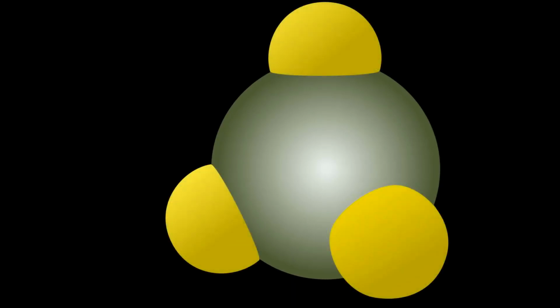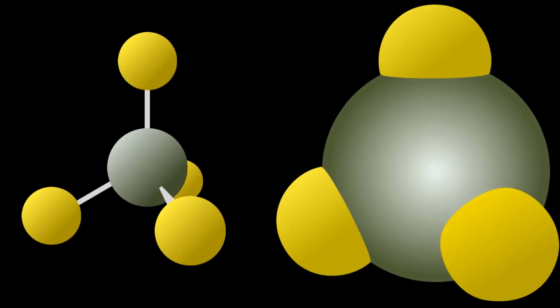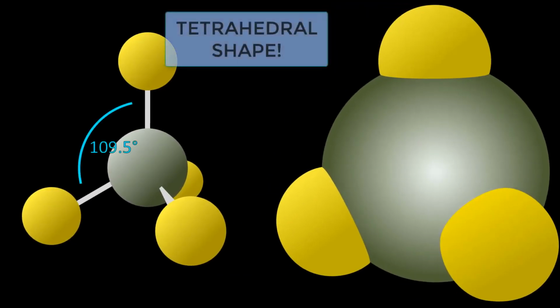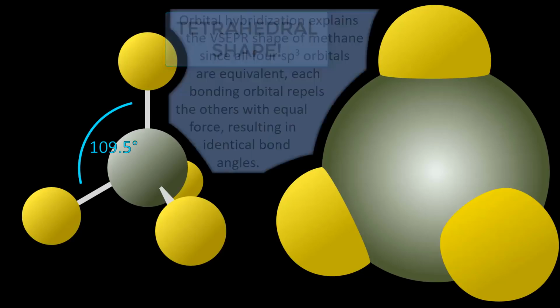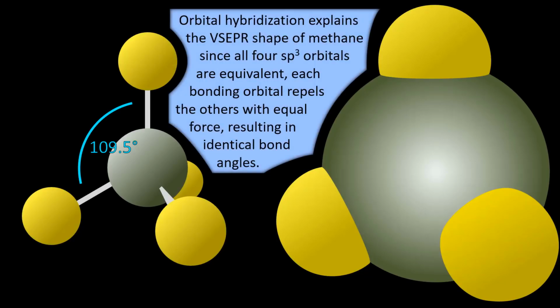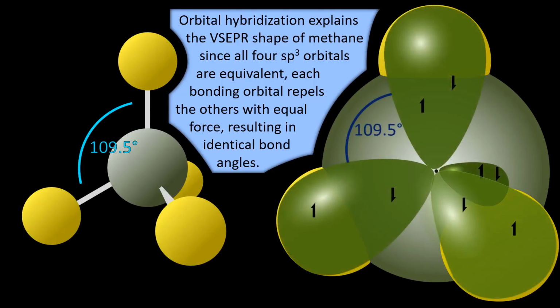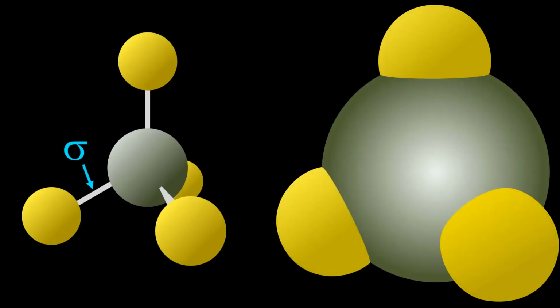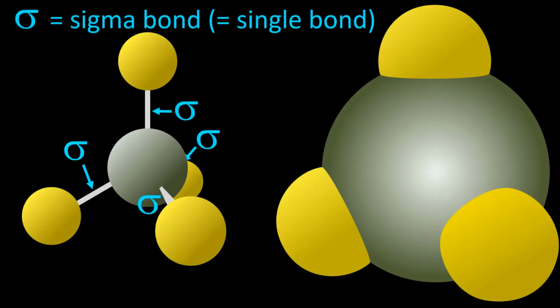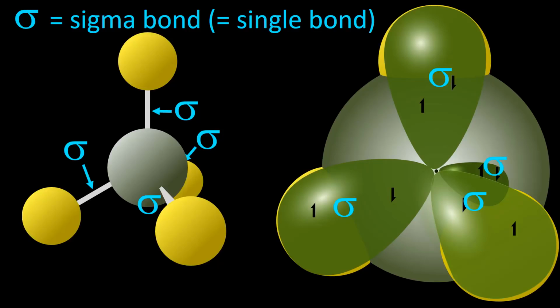Here is our carbon atom, and here are the hydrogens with the overlapping spheres, indicating the overlapping orbitals that constitute the bond. The bonds are more readily discernible in a ball and stick model, which also makes the bond angle more visible. Since all four sp3 orbitals are equivalent, each bonding orbital repels the others with equal force, resulting in identical bond angles. The bonds in hybridization also have their own nomenclature. The overlapping orbitals are called sigma bonds, which represents the single bond occupied by a single pair of electrons.